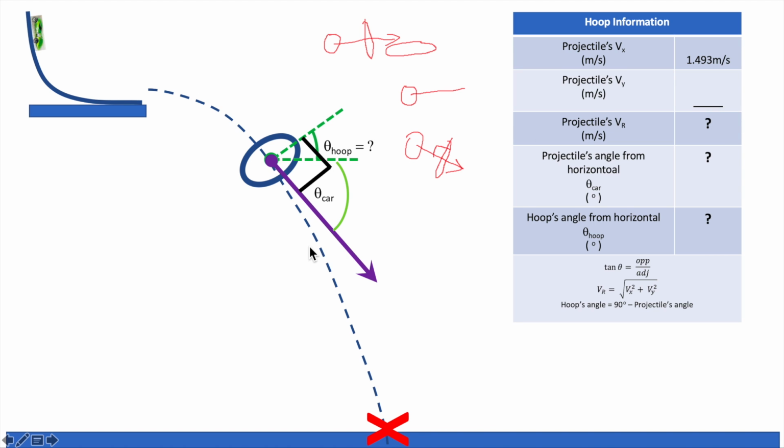So again, you're going to tell me what is the v sub y, what is the resulting velocity, what is the angle the car is going to be traveling, and what angle the hoop will have to be placed at in order for it to pass through. All you have to do from here is, because this is going to be perpendicular to it, 90 degrees from it, take the angle of the car and subtract it from 90 degrees, and that will give you the angle at which the hoop is going to be placed.